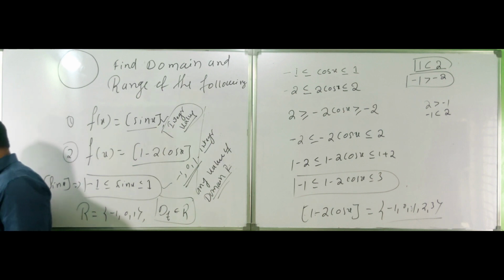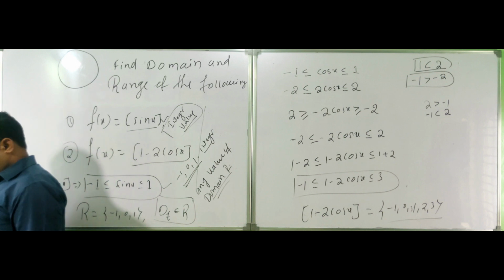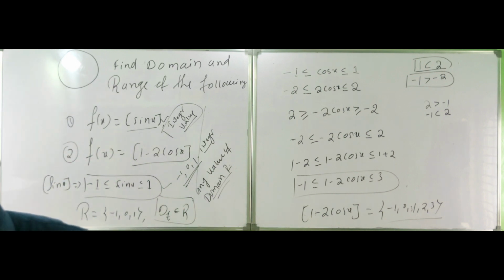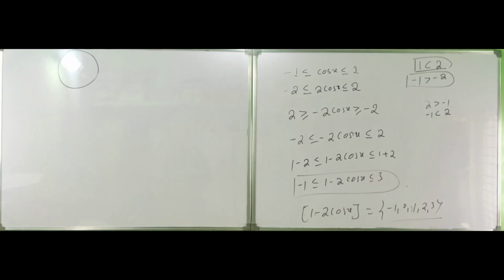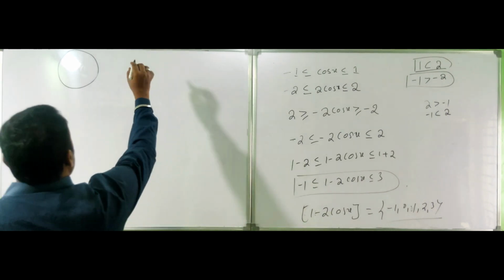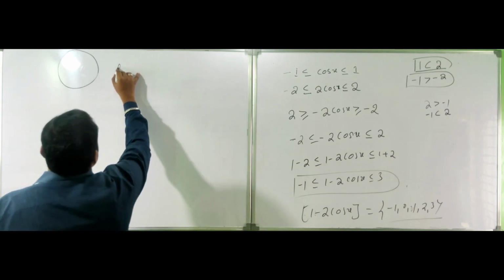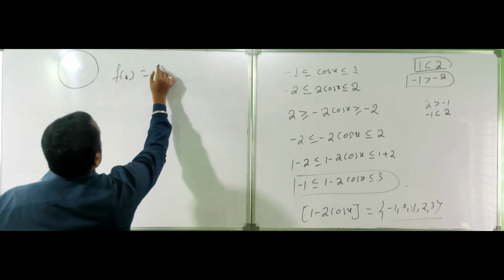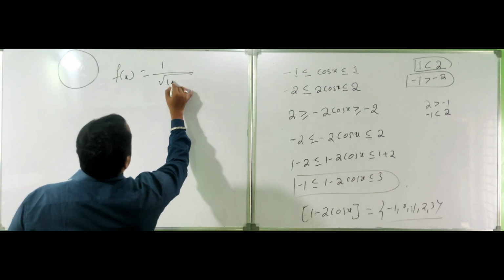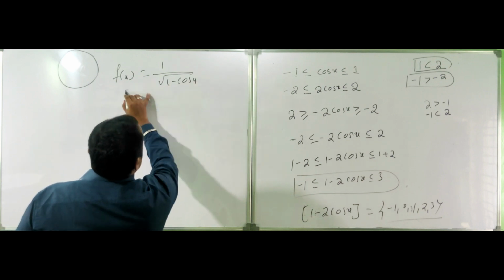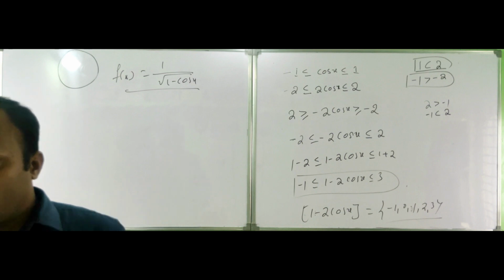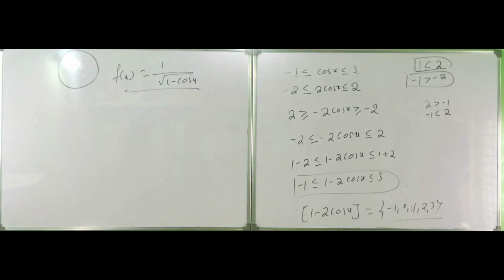Okay sir, next question is find the domain of the function. What is the function? f of x is equal to 1 by square root of 1 minus cos of x. This is the beginning only. In next classes, in second PUC, there are a lot of things to do with this domain and range.